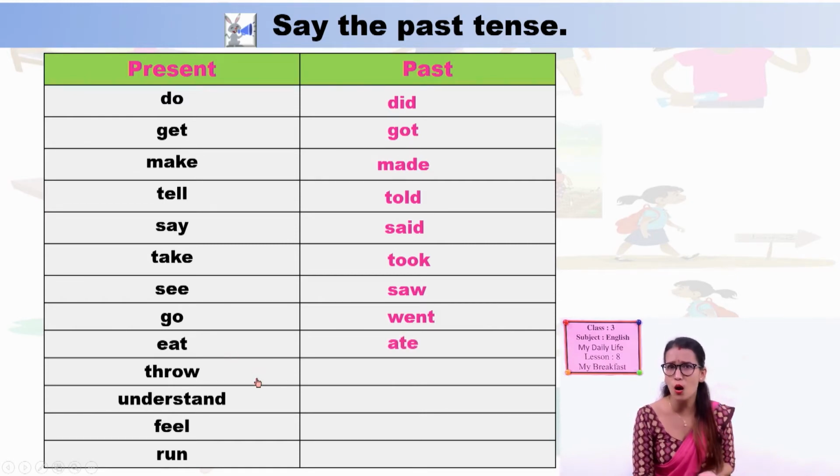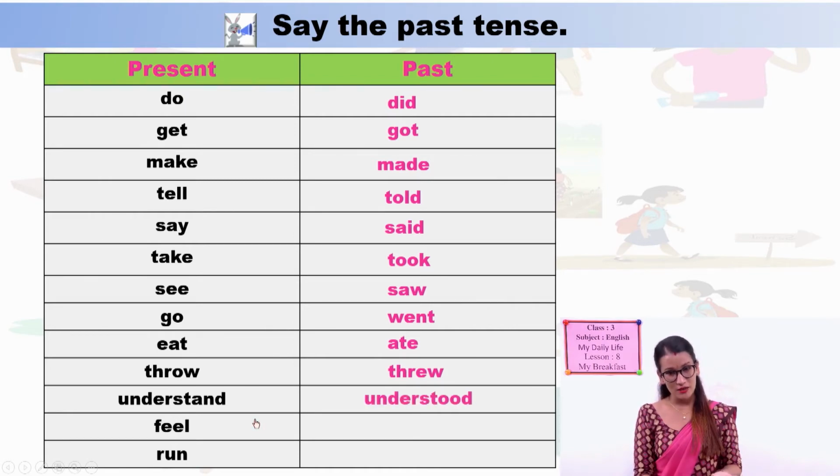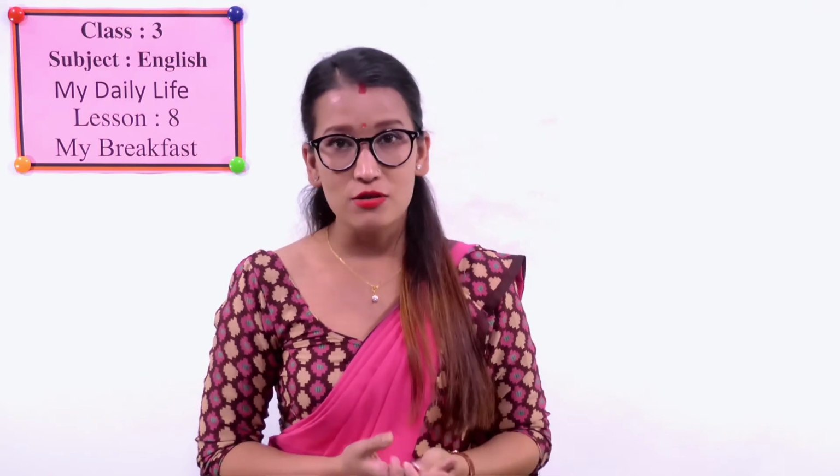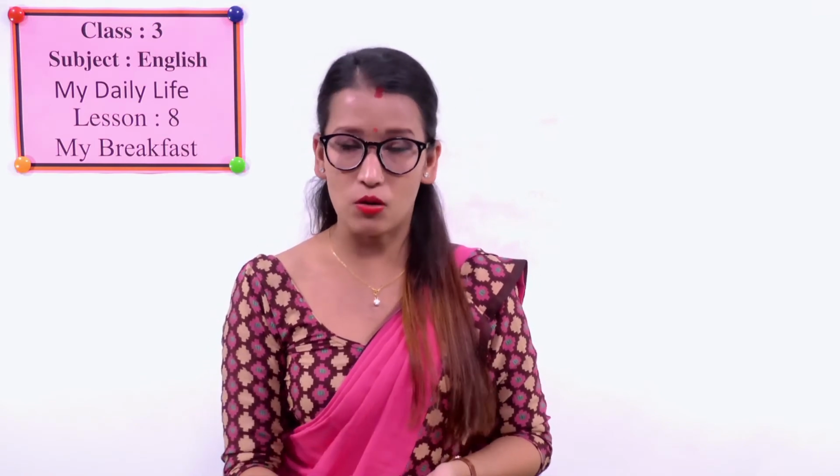Today I throw. You know this. Yes. Tell me. Excellent. Threw. Yes. Understand. Understood. Feel. Felt. Run. You know that. Ran. Excellent. Very good. You have got this table in your book also. You need to practice more by reading from your book also, okay? So, I hope you all will read from the book also, okay? Now, let's see what is here.